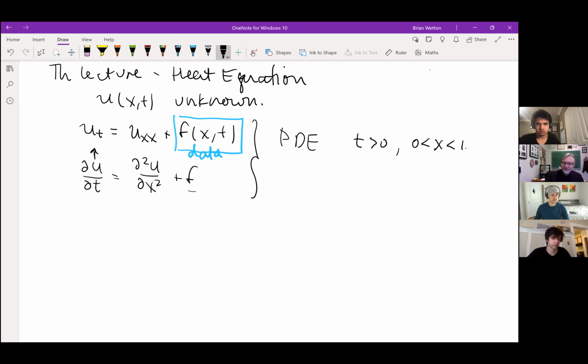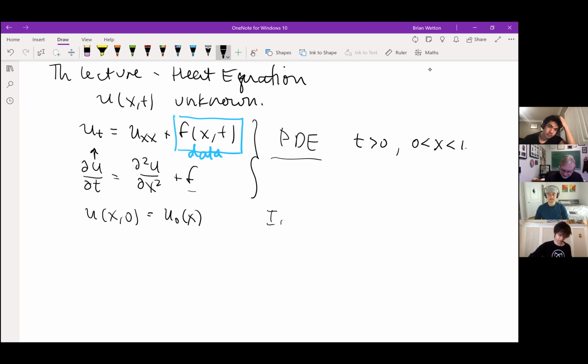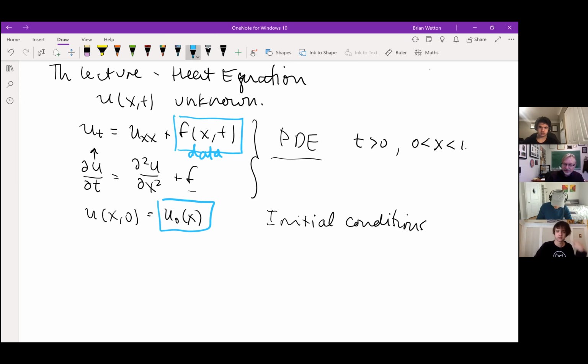Okay, so we have other types of data for this problem. We're going to have to say what the temperature of the rod was initially, right? Because this is a partial differential equation that describes how the temperature changes in time. But if you know how something is changing in time, you have to know something about its initial state to be able to use that. So I'm going to have initial conditions. Here is another type of data that's going to be given.